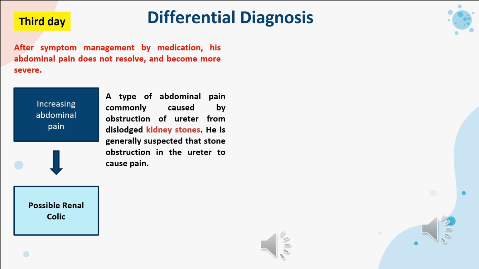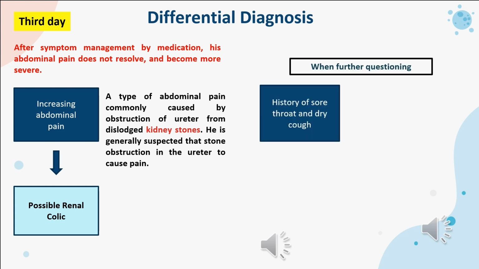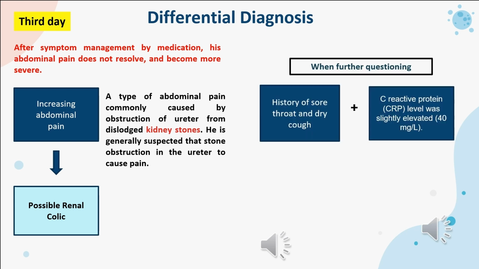This is because renal colic is a type of abdominal pain commonly caused by obstruction of the ureter from a dislodged kidney stone. So, it is generally suspected that a stone obstruction in the ureter caused the pain. However, on further questioning, he has a history of sore throat and dry cough. In addition, he has a slightly elevated value in CRP. CRP level is generally used to check for inflammation in the body.